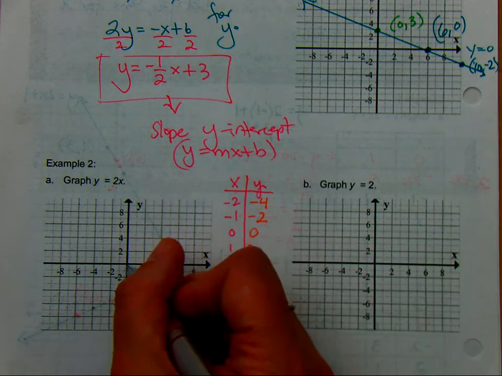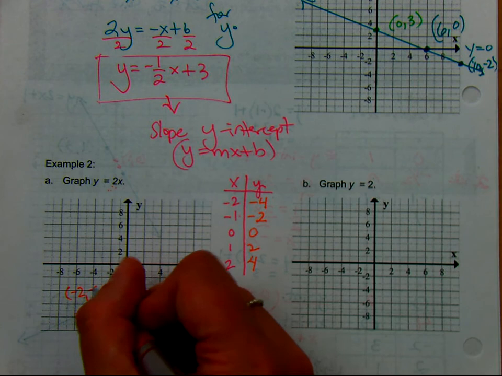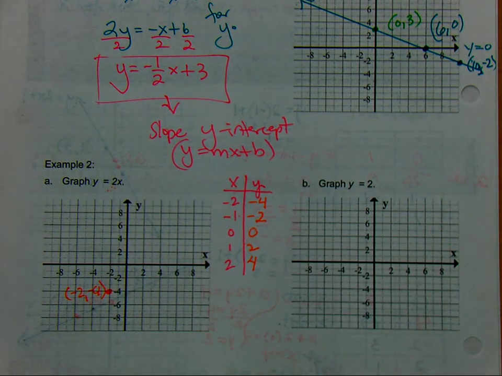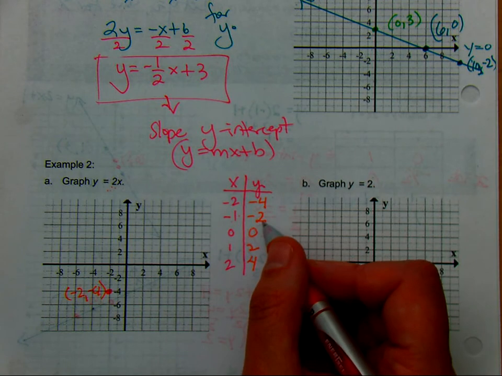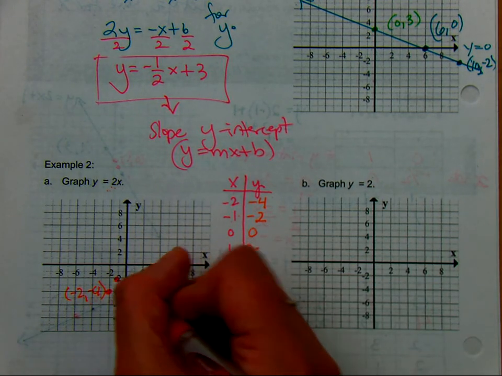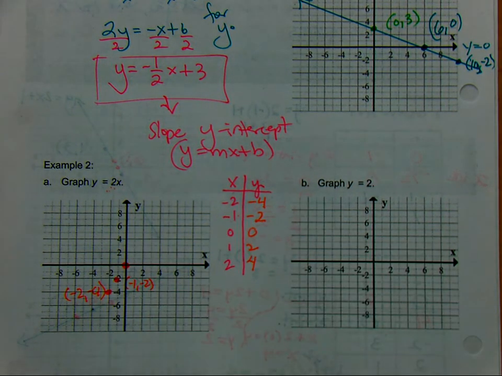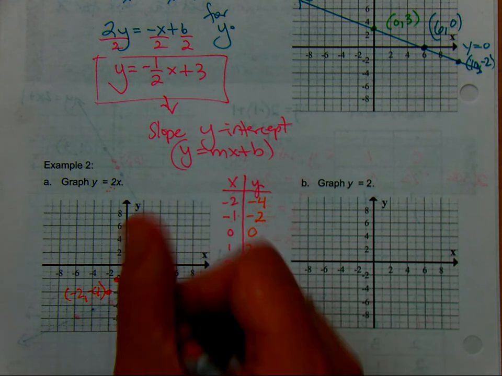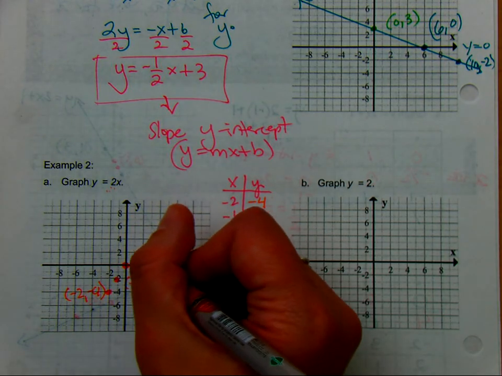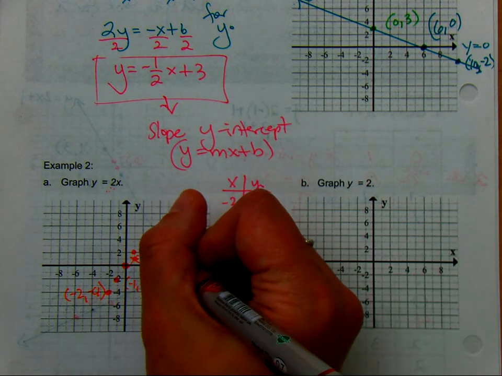-2, -4. I go over to -2, down to -4. There's the point. And then if I have -1, -2, I go over to -1, down to -2. 0, 0, there's the origin. So that's actually an x and y intercept. And then 1, 2, oops, over 1, up 2. I could even mess up. 1, 2, and over 2, up 4.